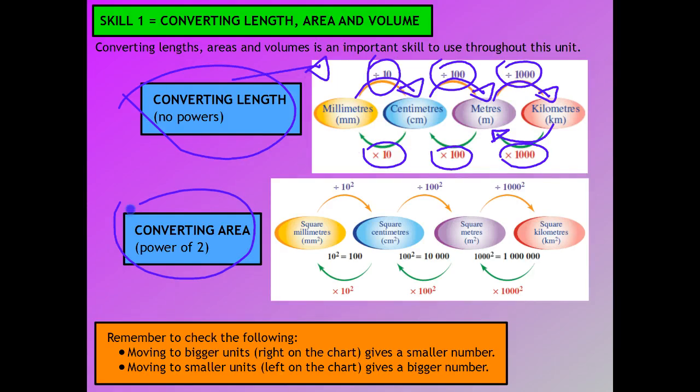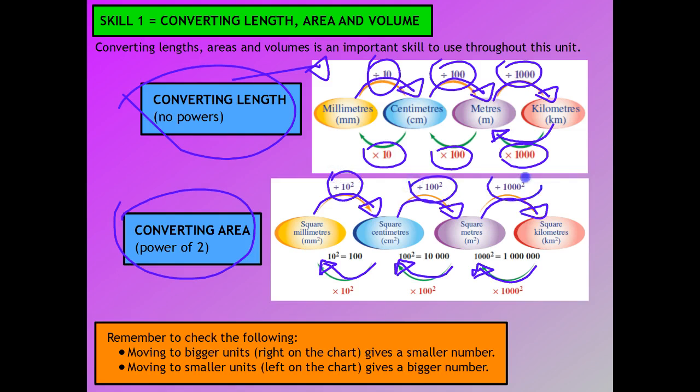If we're converting area, we do exactly the same thing. We still divide on the way up for bigger units, and we multiply on the way back down for smaller units. But because it's area and it's two-dimensional, all of these values now, which are the same, they just have a power of 2 now.